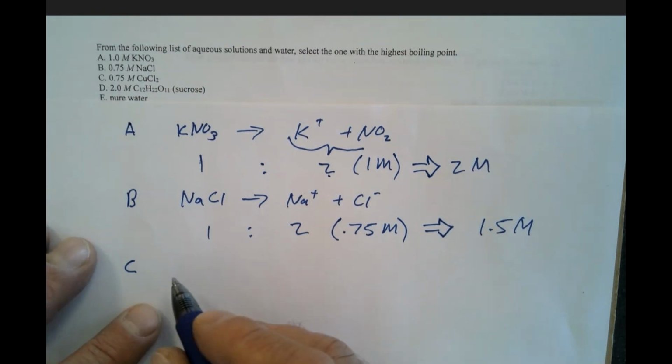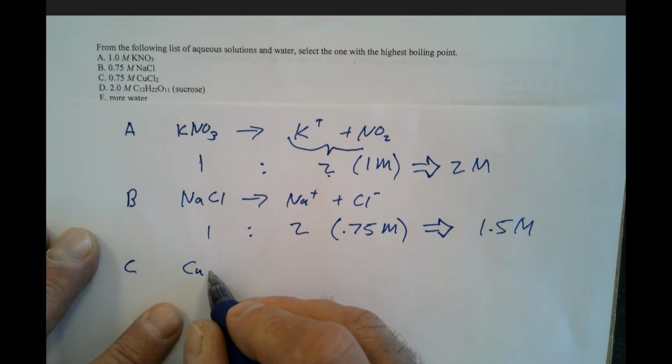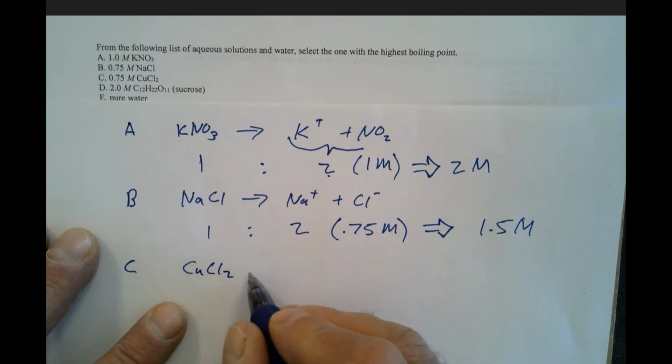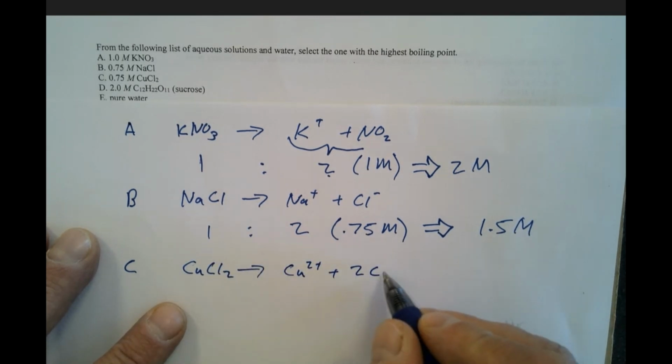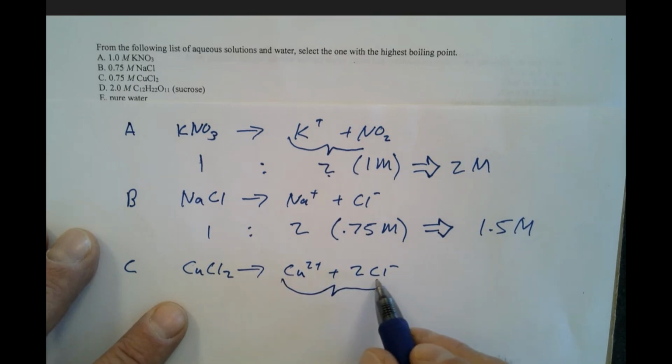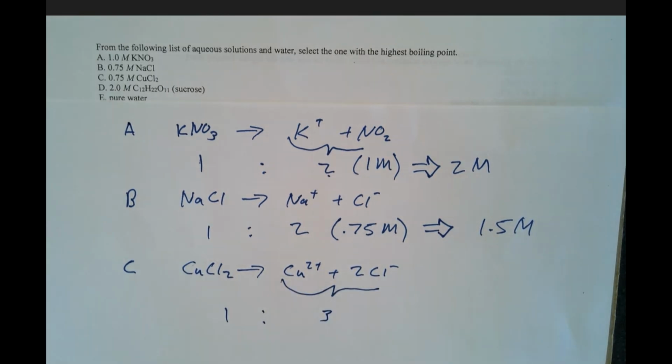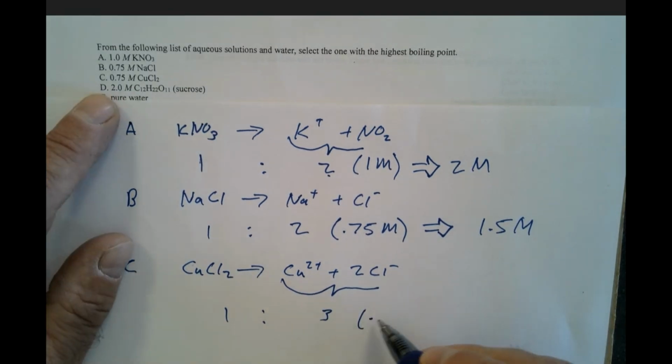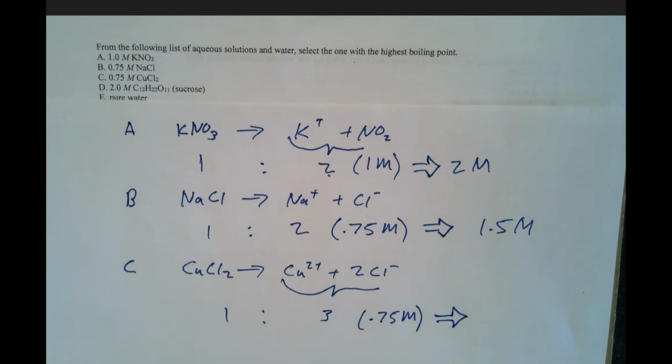All right, now C says I have, looks like cupric chloride or copper 2 chloride. Copper 2 in solution, 2 chlorides. Look at this, 2 of those, 1 of those. So I get 3 particles for every 1 I put in. And it says I'm at 0.75. So what's that? It's like 2.25.